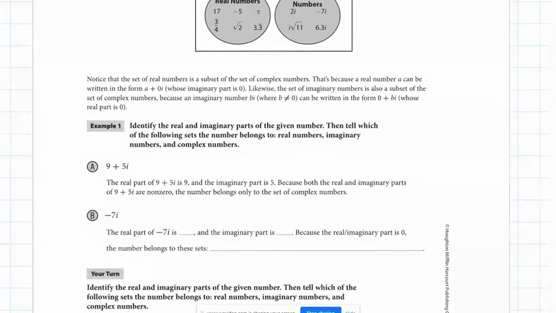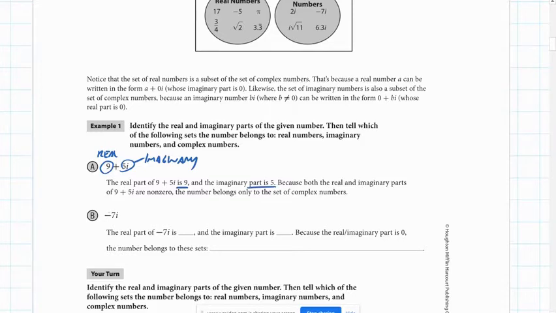And so in example 1a, they're just asking you to identify the two parts, the real and the imaginary part. So for this one, the real part is 9. And the imaginary part is 5i. So this is real, and this is imaginary. So the real part is 9, the imaginary part is 5.